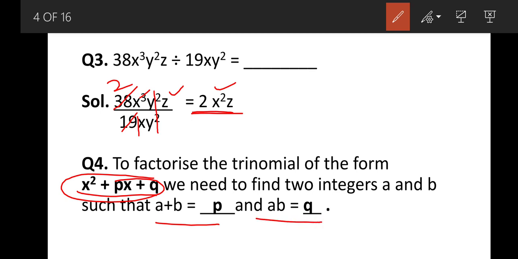And I hope, dear children, you have understood and used this concept while factorizing the given expression using the splitting the middle term method. We need to find two integers whose sum is equal to the coefficient of x, that is p here, and whose product should be equal to q. So ab is equal to q. This is the answer.